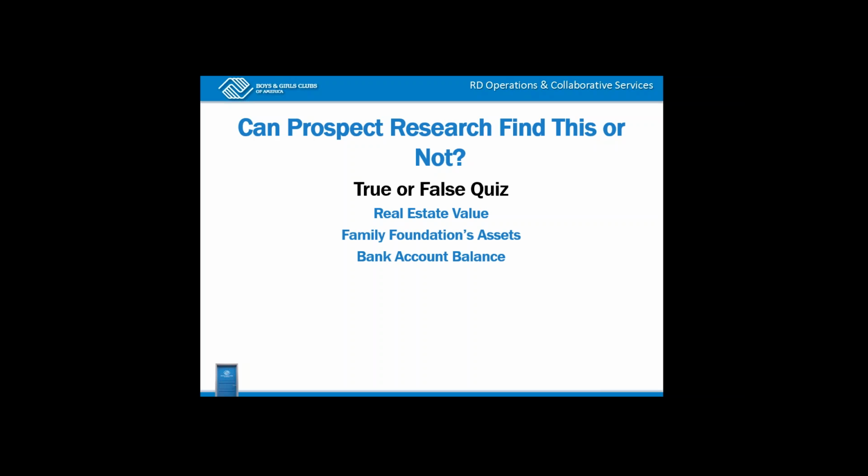Bank account balance. You cannot find somebody's bank account balance. That is private information. The only people who can find that are hackers, and prospect researchers are definitely not hackers. Company holdings or compensation for a public company: you can find that information if they're an insider and their information is reportable. They own at least 10% of the company, or they're officers or directors within that public company, then their information is reportable.